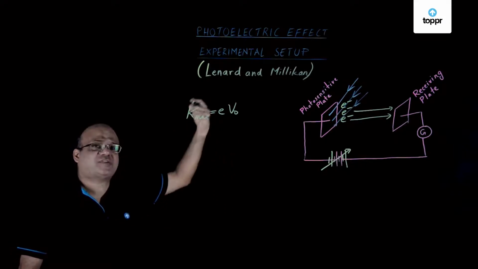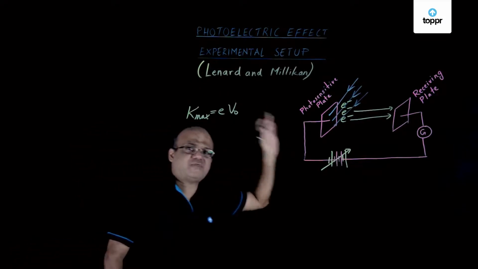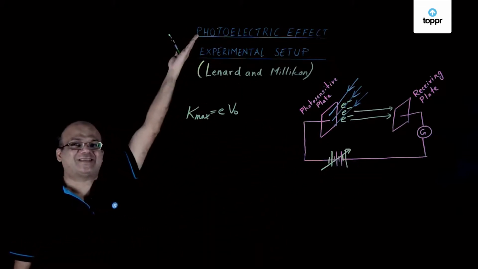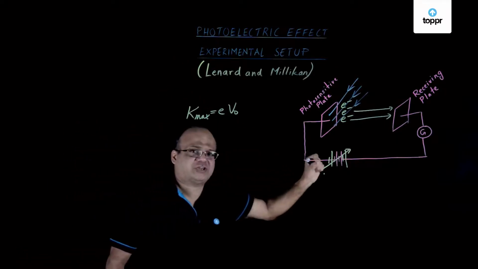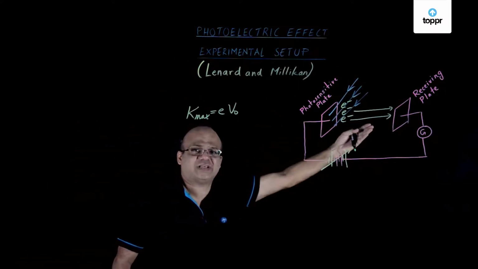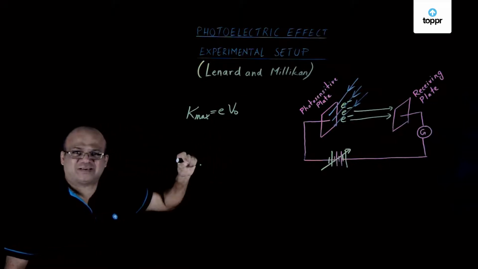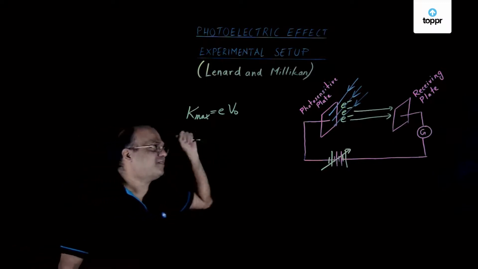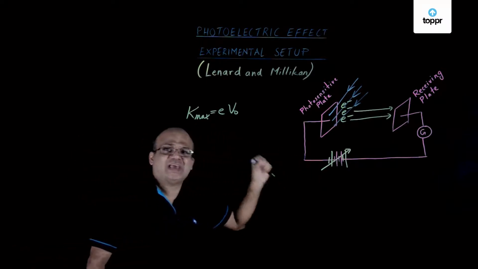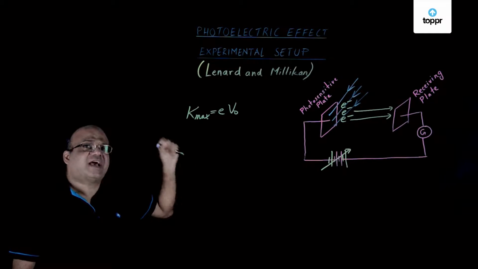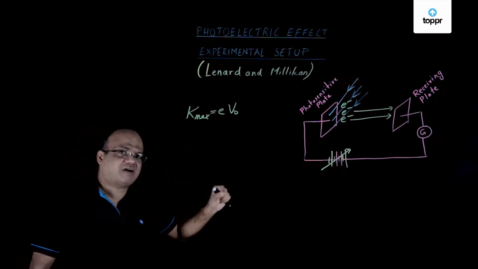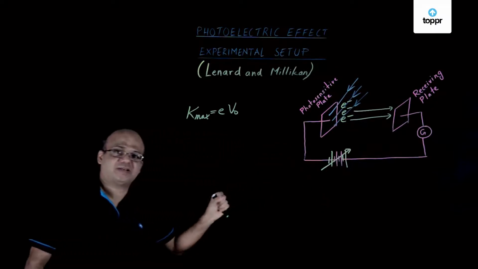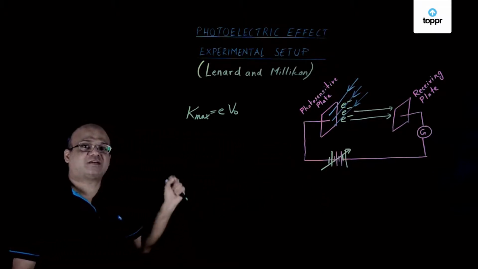As we increase the positive potential, more and more photoelectrons will reach the receiving plate and current will keep on increasing. At some positive potential, all the photoelectrons that are coming out will reach the receiving plate and current will reach maximum value. This maximum value of current is called saturation current. Saturation current is a measure of the number of photoelectrons. This is the most important thing that you need to learn in photoelectric effect.